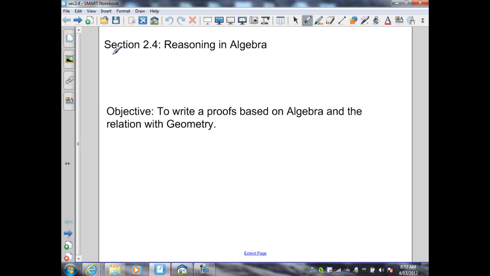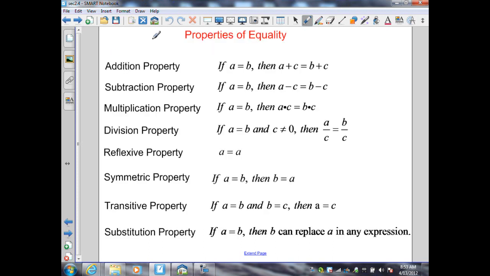Section 2.4, Reasoning in Algebra. To discuss algebra in geometry, we need to discuss the properties of equality. You used these properties throughout your algebra class. And now what we want to do is actually define them more clearly when we go through an algebraic proof relating to geometry. Here we have the addition property.